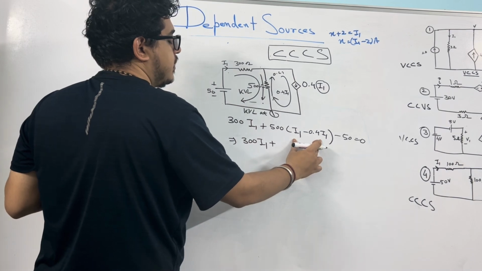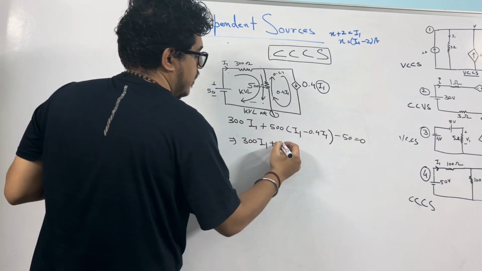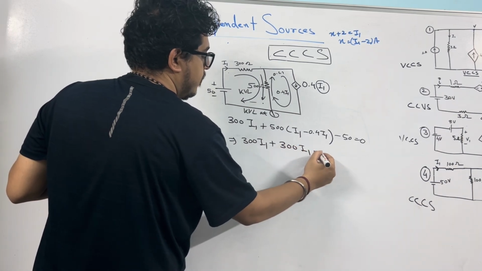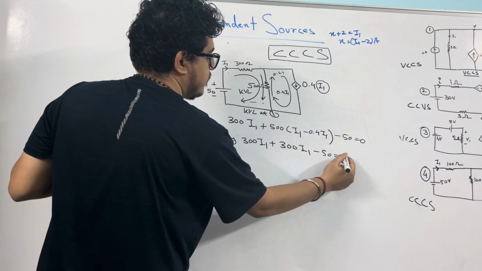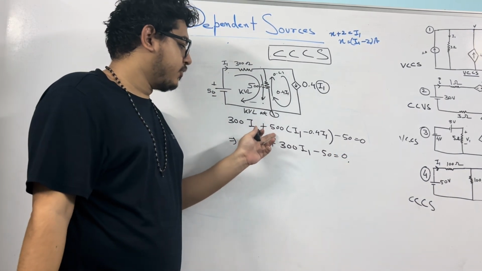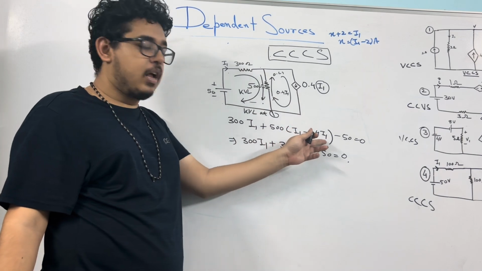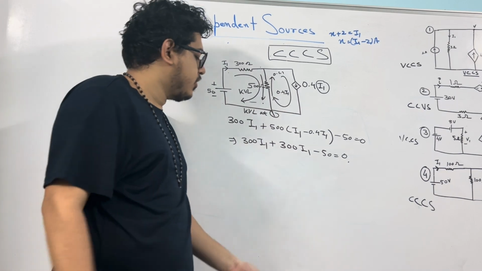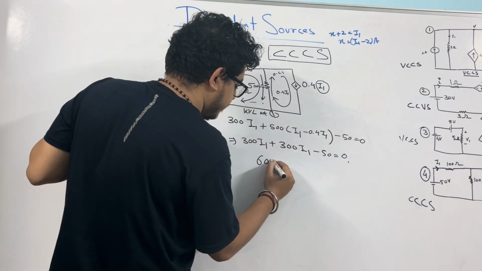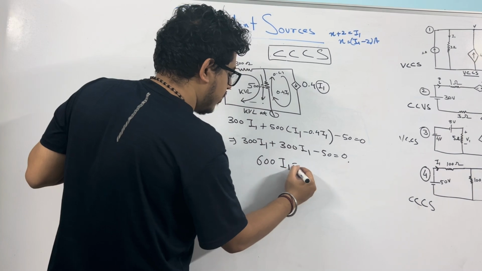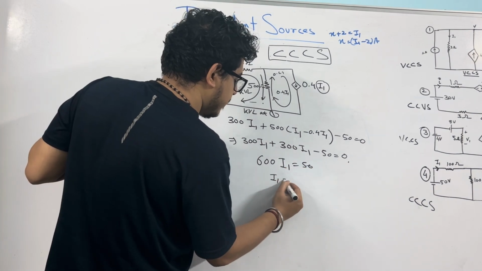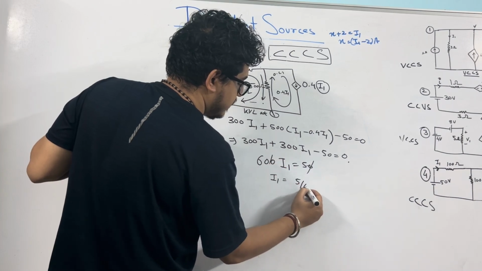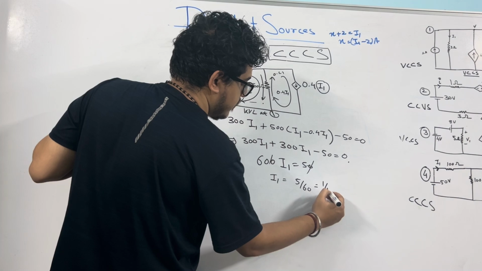So it will be 300 I1 plus 0.6 into 500, minus 50, equal to 0. This is 300, and this is 500 I1 minus 0.4 I1, so this is 0.6, and 0.6 into 500 is equal to 300 only. So 600 I1 equal to 50. So I1 is nothing but 5 by 60, or 1 by 12.